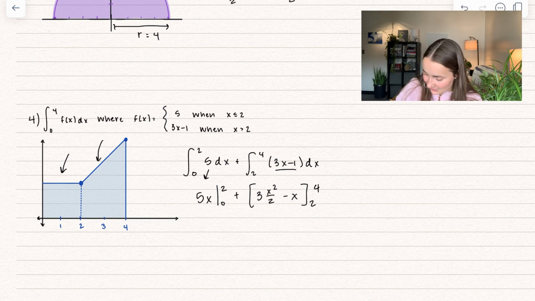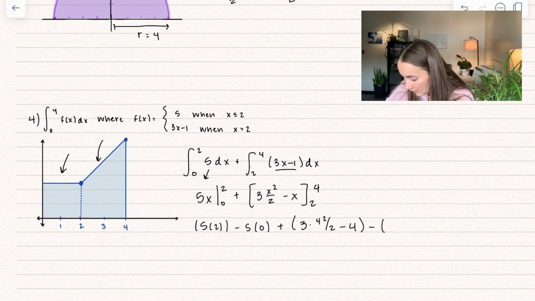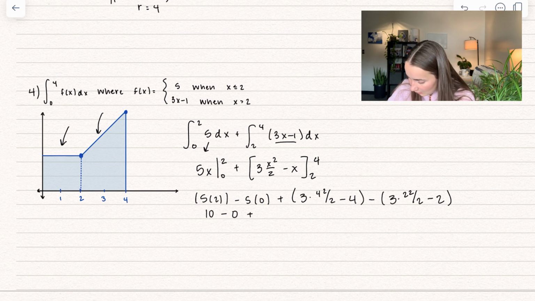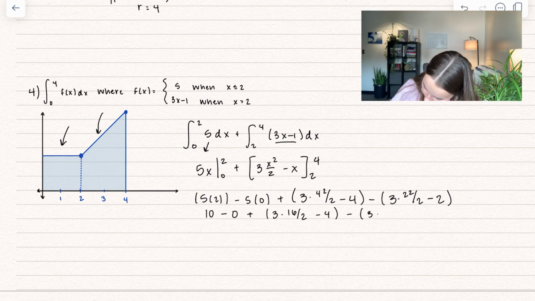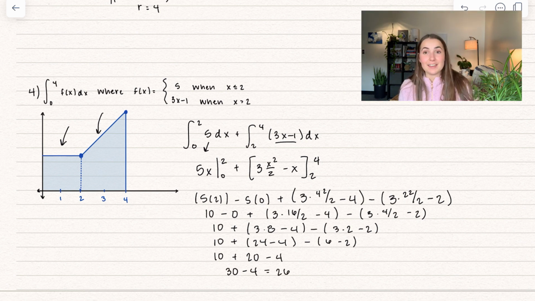So let's go ahead and plug in these values. When we have 5x, first I plug in that value of 2, and I subtract when we plug in 0. Now I'm going to do the second one. First we have 3 times 4 squared divided by 2 minus 4, and I'm going to subtract on that lower value. So here I have 3 times 2 squared divided by 2 minus 2. Now we just get to do algebra. So I get 10 minus 0 plus, and let's calculate this right here. So here I got an area of 26.